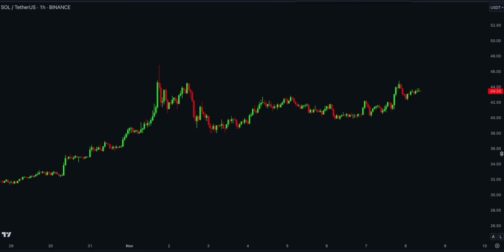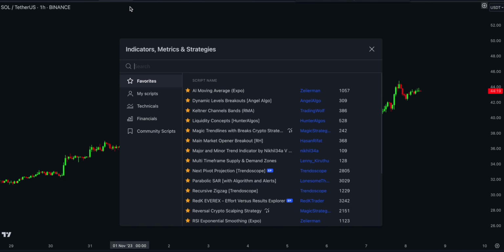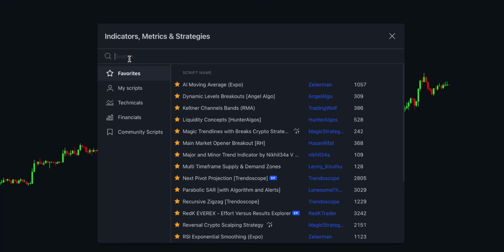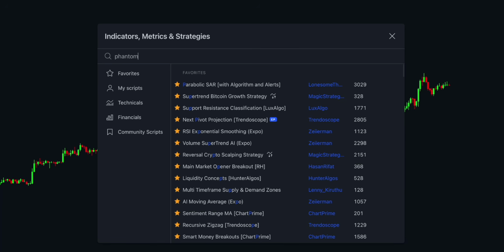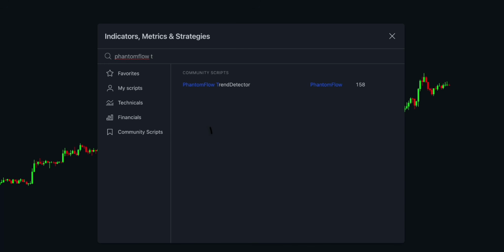Let me now show you how to apply these indicators to the chart step by step. First, log into your TradingView account and open the Supercharts. Currently, I am viewing the Solana price on the 1 hour time frame. Navigate to Indicators and in the search tab type the name of the first indicator, Phantom Flow Trend Detector. Click on this script created by Phantom Flow.